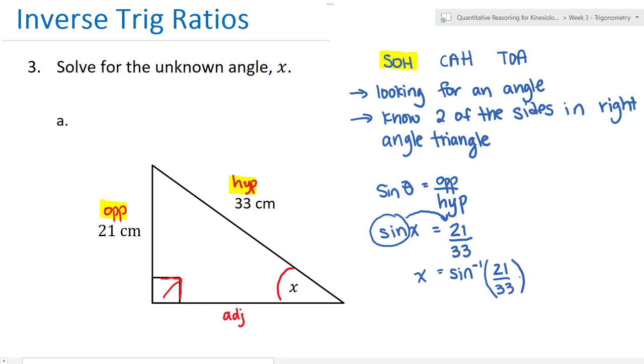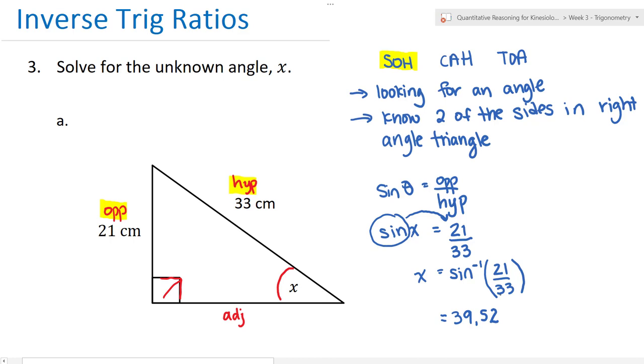So on my calculator, I click shift and then sine. And then it appears on my calculator as a sine inverse, or sine to the power of -1. And that's the same as moving your sine to the other side of the equal sign. And then I'm going to write 21 over 33 and I get 39.521. I'll round it to the nearest hundredth. There's a 1 following the 2, so the 2 stays as a 2.